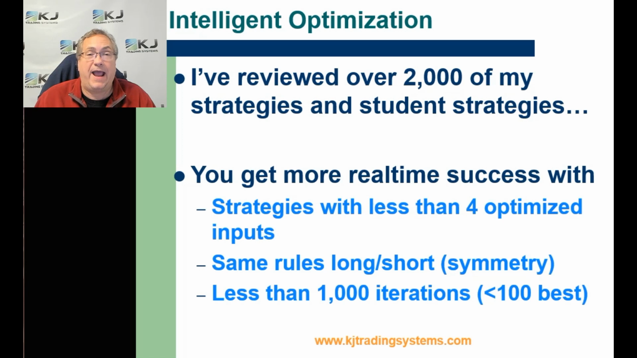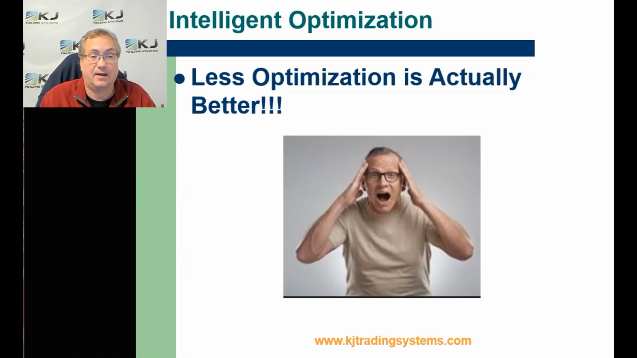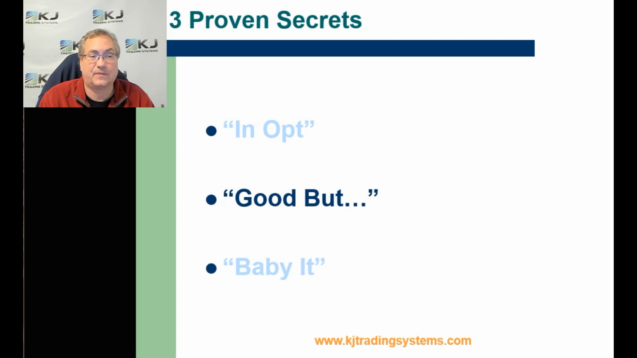And then the final way that you can intelligently optimize is don't do a lot of iterations. 1,000 iterations or less, even 100 or less, or even better. The fewer, the better with optimization. And that blows most people's minds that less optimization is actually better, because most people are trained to get the best answer possible, meaning the best backtest. And unfortunately, that means more optimization. And that's not a good thing. So less is actually better. So that's secret number one, intelligent optimization.